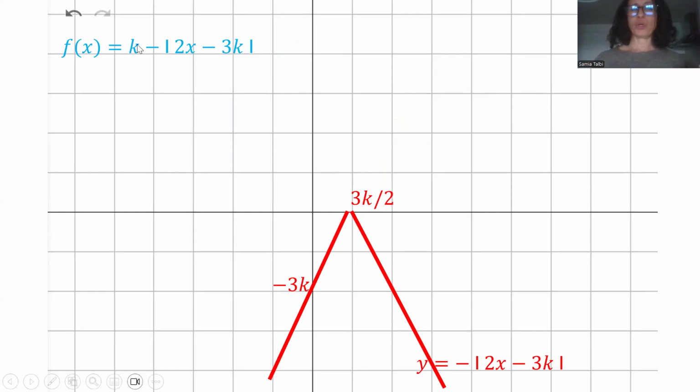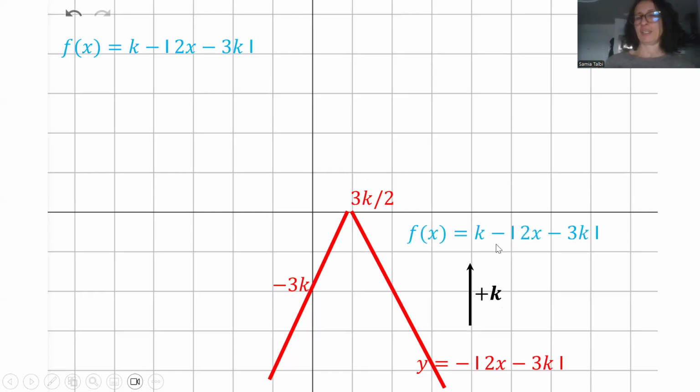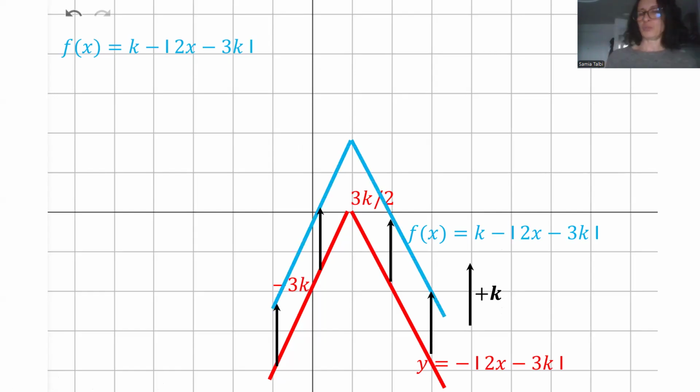Then we'll have to add the k, and that's literally what we will do mathematically as well. We will be incrementing the minus 2x minus 3k modulus by a k value, which is furthermore set positive. So how do we move from here to here? We will add a k. And in graphical terms, as we've seen already in the GCSEs, this means we'd be translating the curve k units upwards, and this is our new graph. That's the graph of the f function.